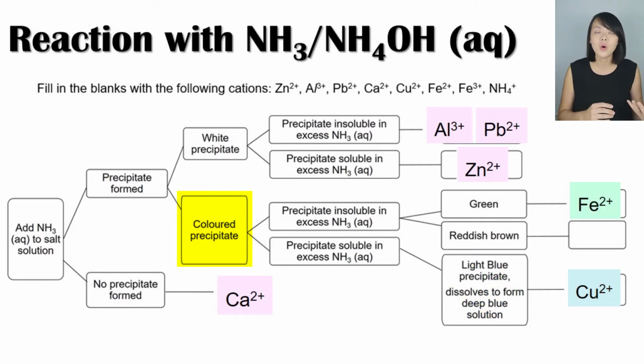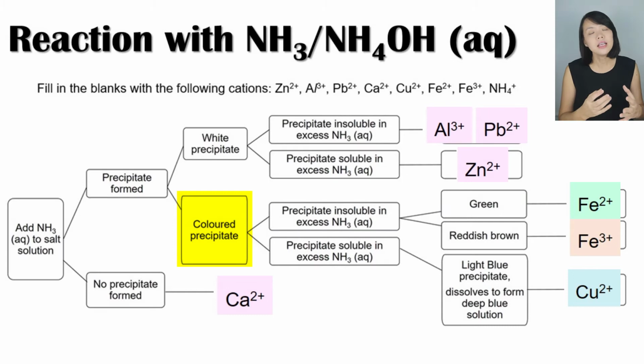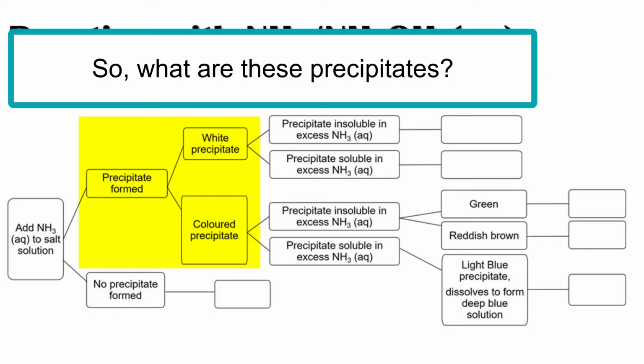Now if iron 2 ion is present in the unknown solution, if we add aqueous ammonia, then green precipitate will form. Now take note, this green precipitate is insoluble in excess aqueous ammonia. If iron 3 ion is present in the unknown solution, then what you should observe is reddish brown precipitate. Now this reddish brown precipitate will not dissolve in excess aqueous ammonia.